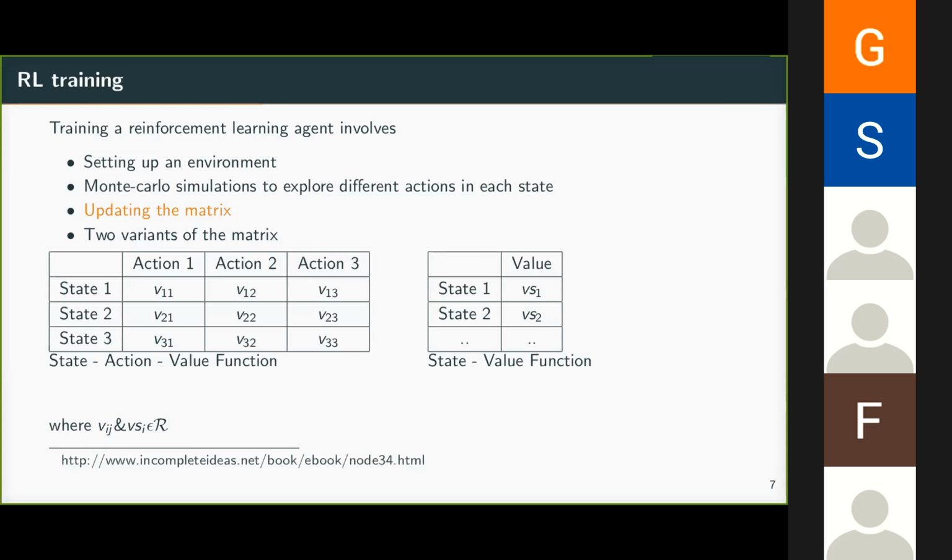The other variant of the matrix is simply the state value matrix. So I don't worry about actions. Let me summarize all the actions and say, what is the best state to be in? Given that I am in state 1, from state 1 I can go to 4 or 5 states. What is the best state that I can be in?